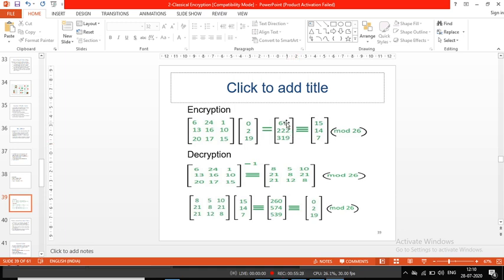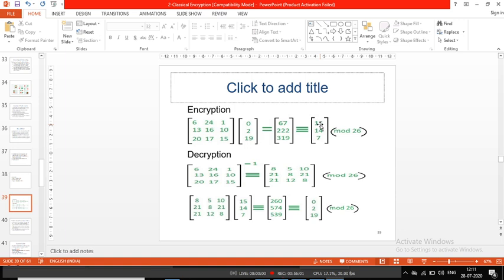Mod 26 in the sense you are going to divide this 67, 222 and 319 by 26, and mod 26 is nothing but the remainder. I can take that remainder. This is the functionality of mod 26. For example, 67 divided by 26, what will be the remainder? 15 is the remainder. 222 divided by 26, the remainder is 14. 319 divided by 26, the remainder is 7. Now I got the remainder values.